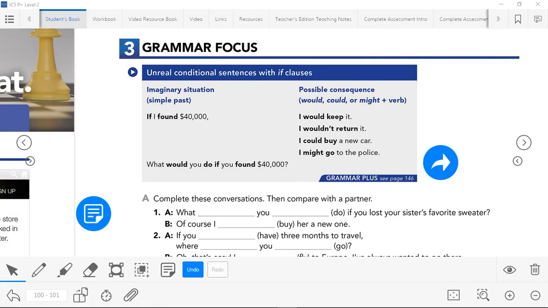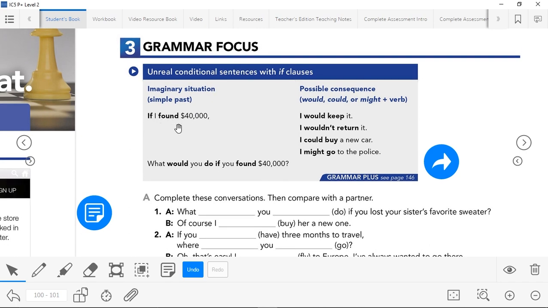Let's see the ones in the book. So, we have this, the imaginary situation with the simple past. If I found $40,000, and then we can say the possible consequence, using would, could, might, and then the verb. I would keep it. I wouldn't return it. I could buy a new car. I might go to the police.